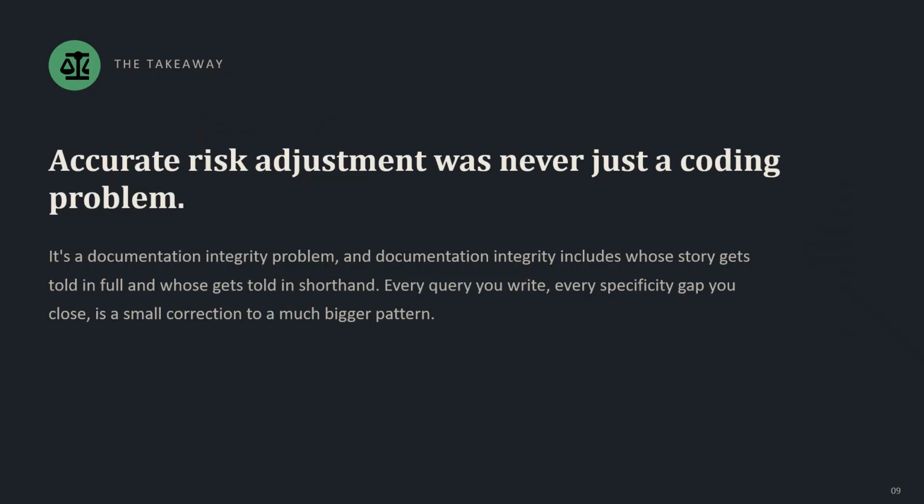So if you take anything from this, take this. Accurate risk adjustment was never purely a coding problem. It's a documentation integrity problem, and documentation integrity includes whose story gets told in full and whose gets told in shorthand, we'll say. So every specificity gap that you close, every query you write when something reads as vague or dismissive is a small correction to what seems to be a much bigger pattern.